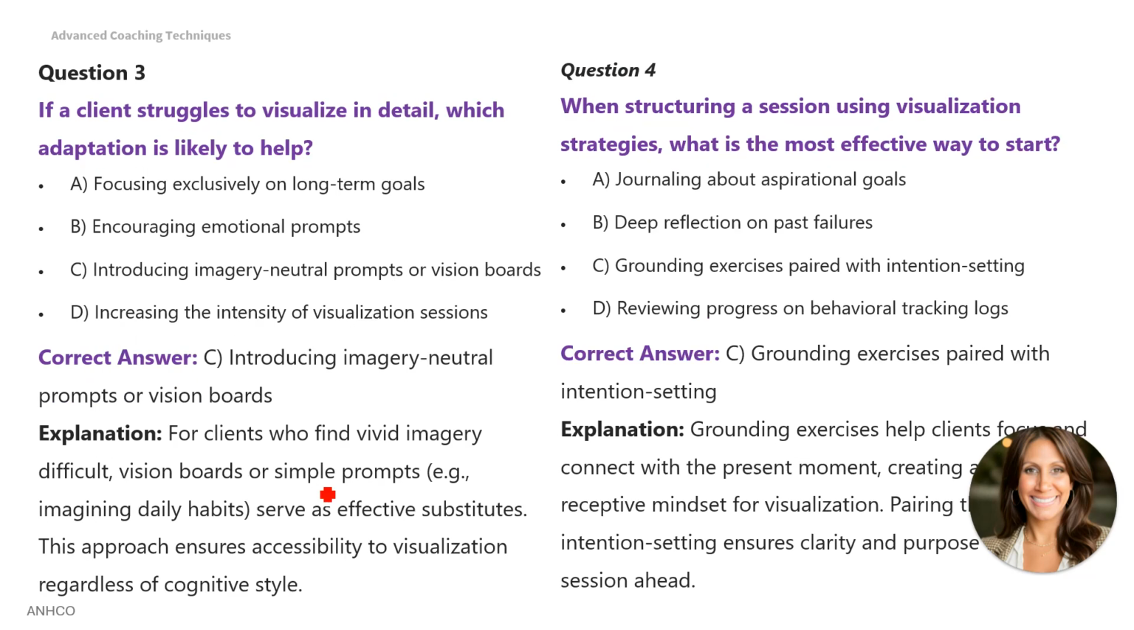Question 3. If a client struggles to visualize in detail, which adaptation is likely to help? Review options A through D. The correct answer is C. Introducing imagery-neutral prompts or vision boards.